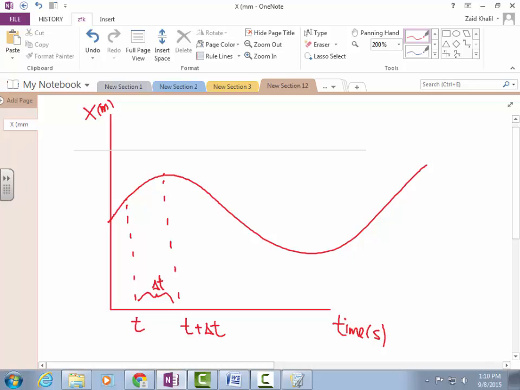So if I were to ask you to tell me how to find the average velocity between t and t plus delta t, how would you find it? Well, the definition of average velocity is what? It's the change in position divided by change in time. So what is the change in position here? What is that position value equal to at that point in time? It's going to be x of t. And what's this going to be equal to? It's x of t plus delta t.